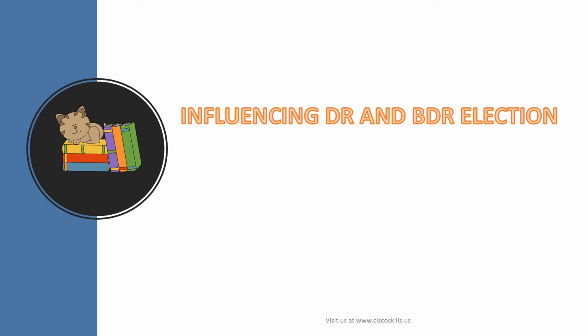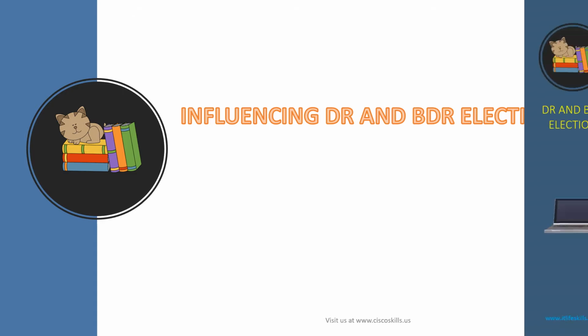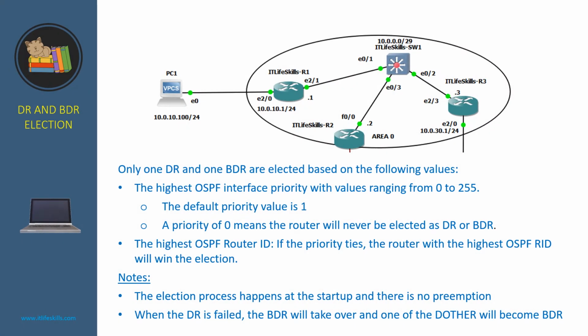Let's learn how to influence DR and BDR election in an OSPF broadcast network. In the previous lesson, we configured OSPF on all three routers, and we also learned that this is a broadcast network. Therefore, the routers elected a DR and a BDR. So how did the DR and the BDR get elected?